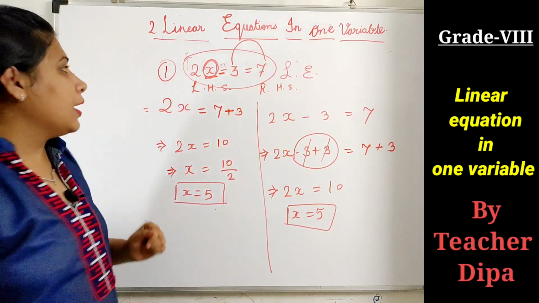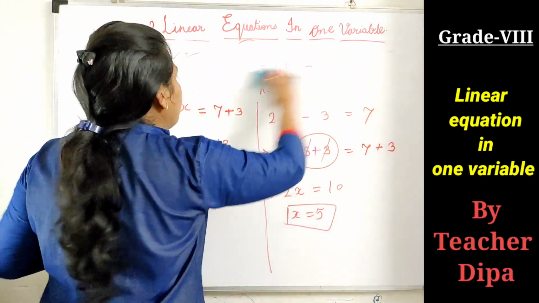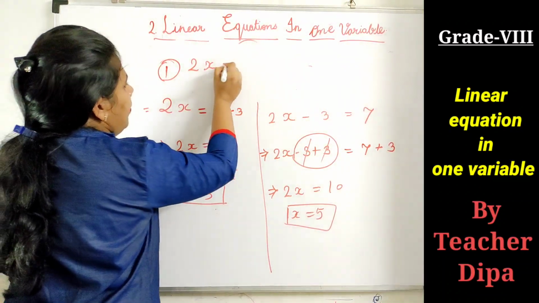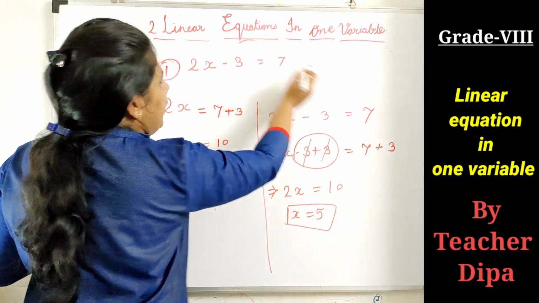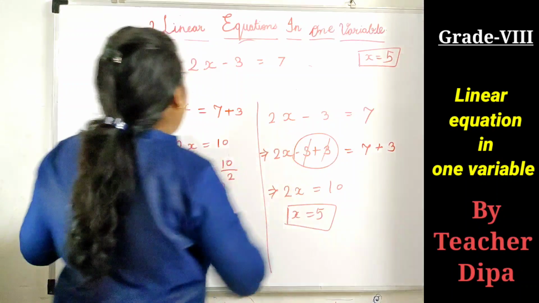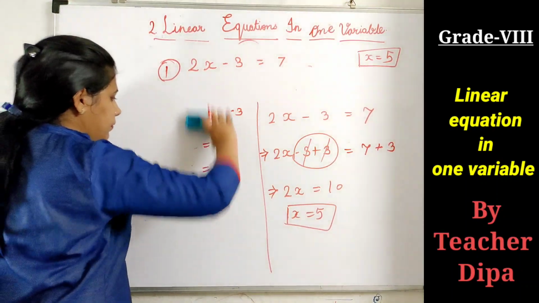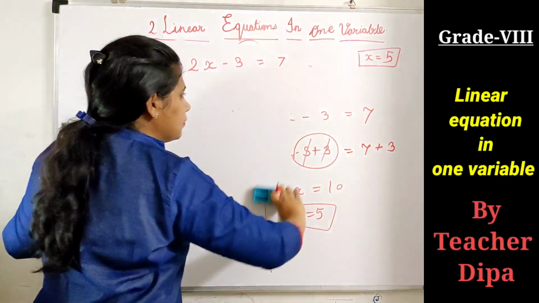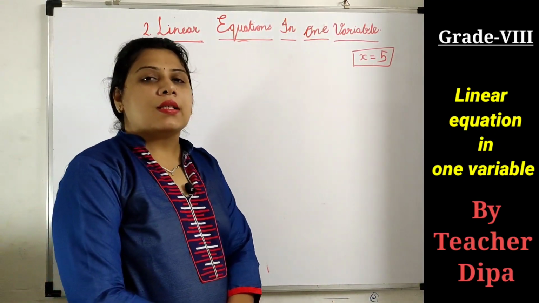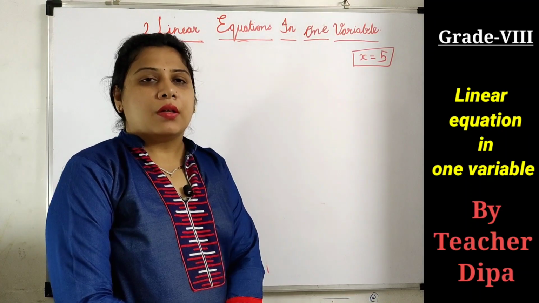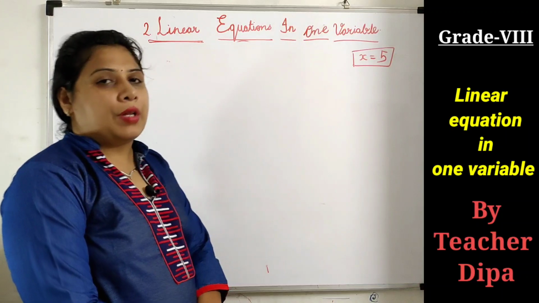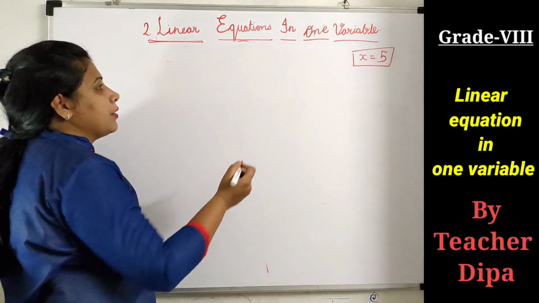Now as we know what our expression is, our linear equation is 2x minus 3 is equal to 7 and we got the answer x is equal to 5. Now how to verify our answer? If we have the confusion, is our answer correct or not? So how do we verify it? That also has a method.